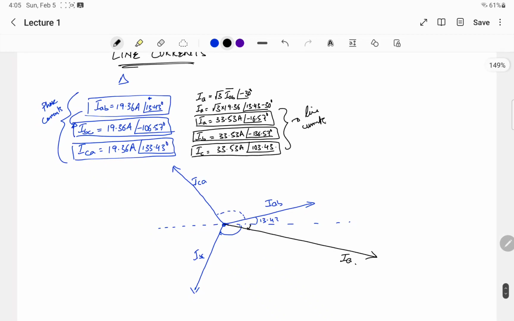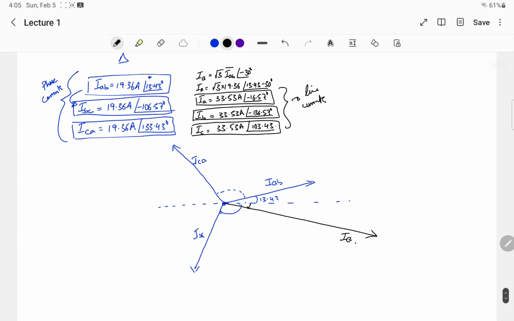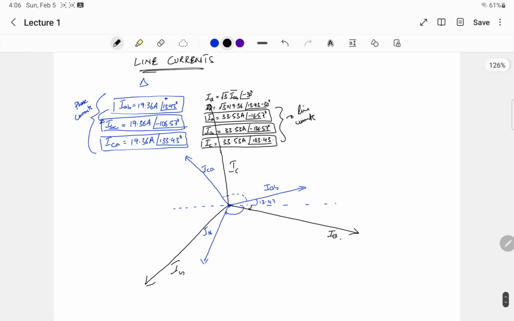and oh, what a big arrow I have made. For IB it is minus 136, and it is something around here, and the other one, this is IA, IB, and this you can imagine is IC. So this is how I have made the phasor diagram.